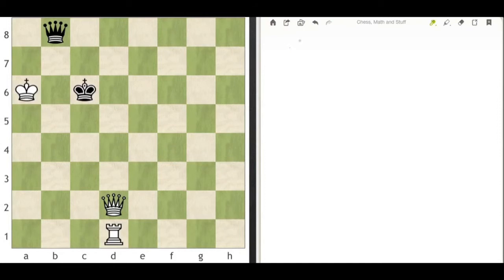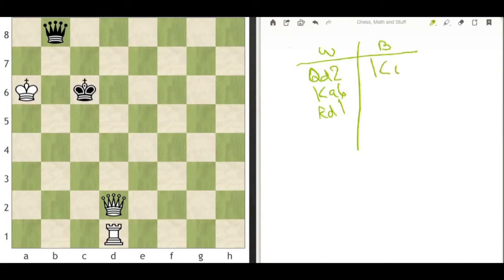So if we were supposed to write the solution to a problem, like I said before, we'd start off with the position. I'm just going to do it in chart format. White has queen D2, king A6, rook D1, and black is king C6 and queen B8. The interesting thing about this position is that both sides can actually win here within the space of one move.